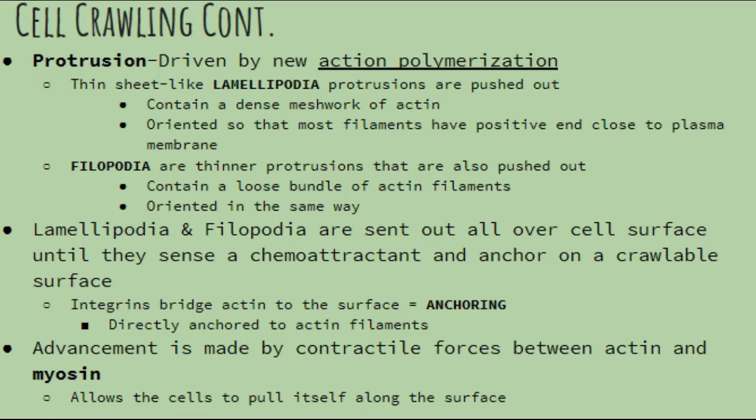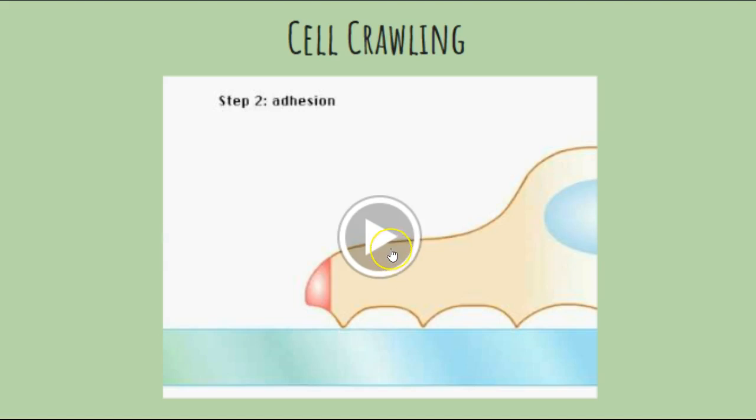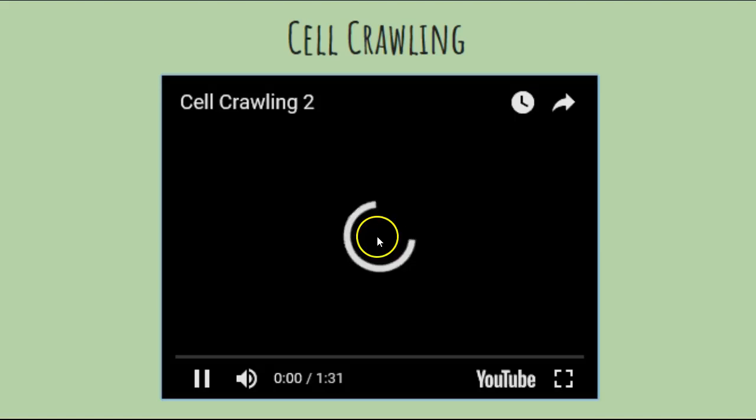Integrins are what bridge actin to the surface and allow for the anchoring process to happen. Advancement is made by the contractile forces that are made between actin and myosin, which is what allows the cell to pull itself along the cell surface. So this is seen in a video that I have.